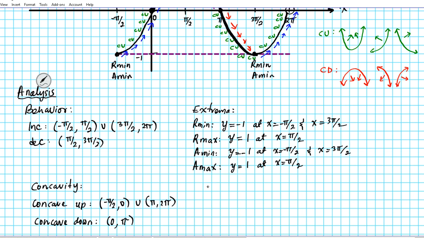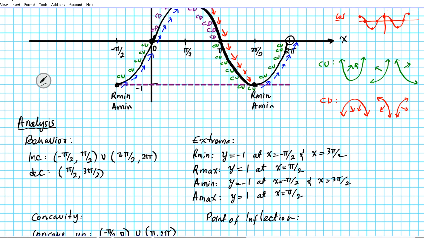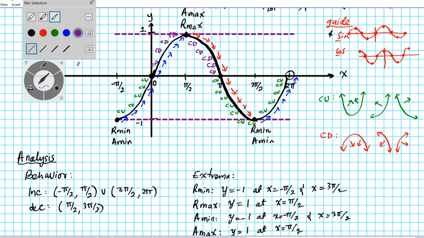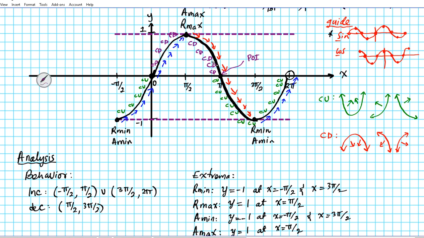The last behavior we want to specify is the point of inflection, or POI. So what's our point of inflection? The points of inflection are the points where concavity changes. Let's take a look at the graph for a second. Do you see any points where the concavity changes? Absolutely. This point right here is a point of inflection. Let's call it a POI. Why? Because at this point, the concavity changes from concave down to concave up.